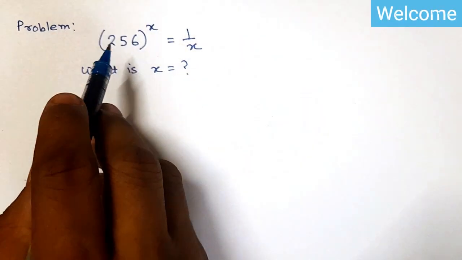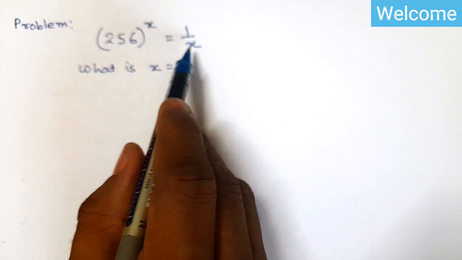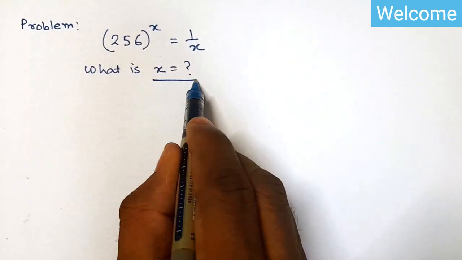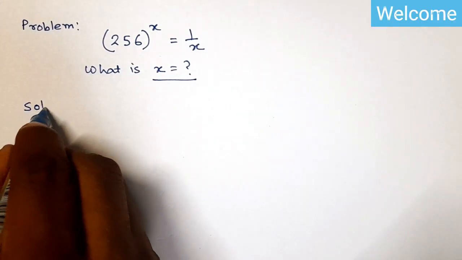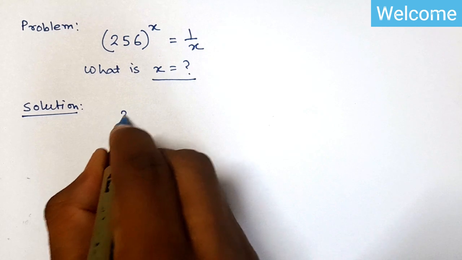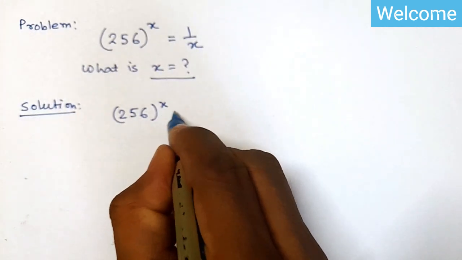We have a beautiful algebraic problem here. 256 to the power x is equal to 1 by x, and we have to find out the value of x. Now let us see what is the step-by-step solution. Here, 256 to the power x is equal to 1 by x.